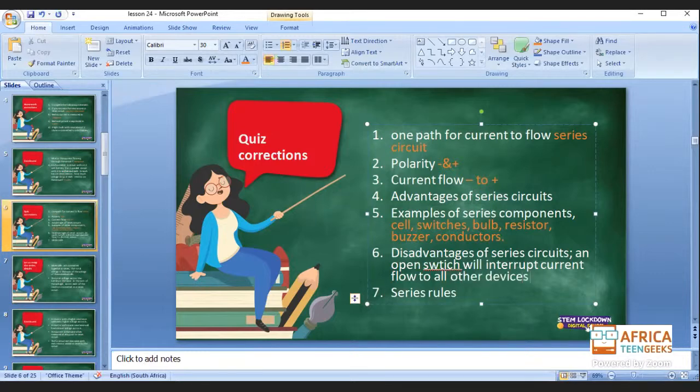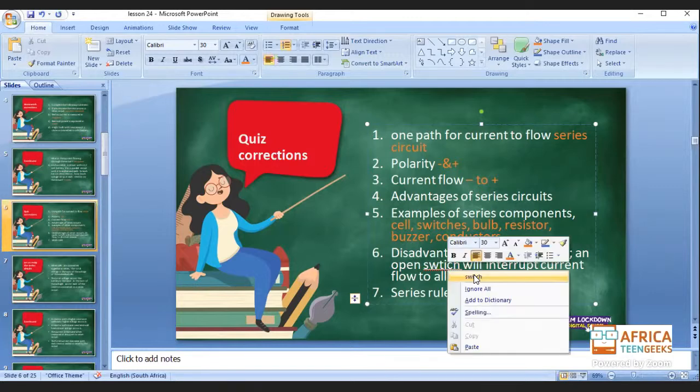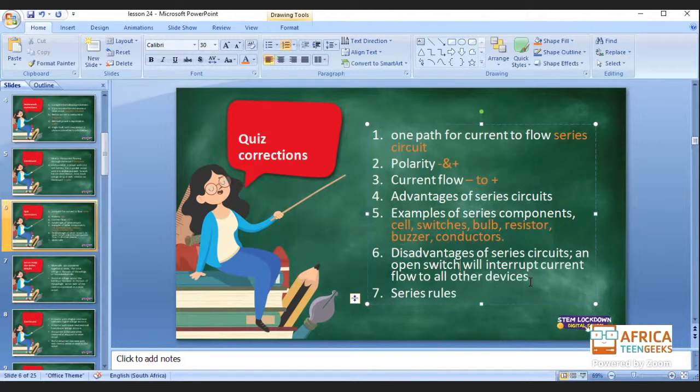So if we have a problem with the first bulb there, that means the current can no longer flow to other sides of the circuit. So that's the one disadvantage of this one. And if there's a resistor there, it also affects the entire circuit. So that's why I'm just going to put it like this.